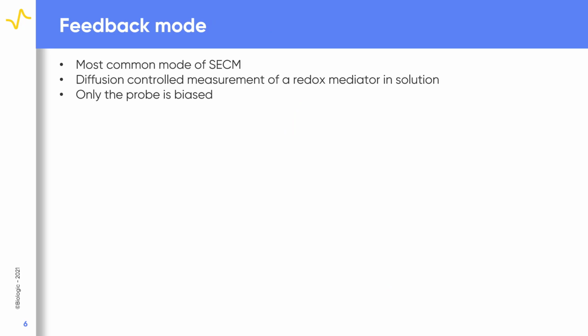By far the most common mode of dc-SECM is feedback mode. In this mode, the probe is biased to interact with the redox mediator specifically added to solution for the measurement. The sample is not biased and is often not connected to a potentiostat.